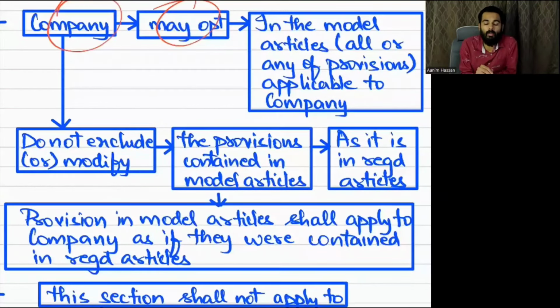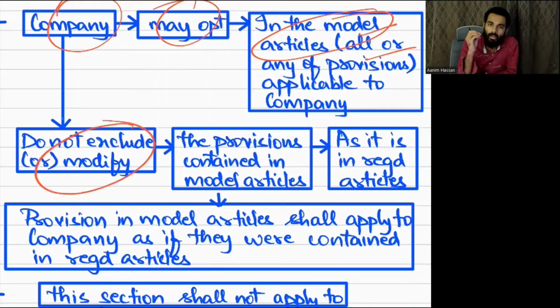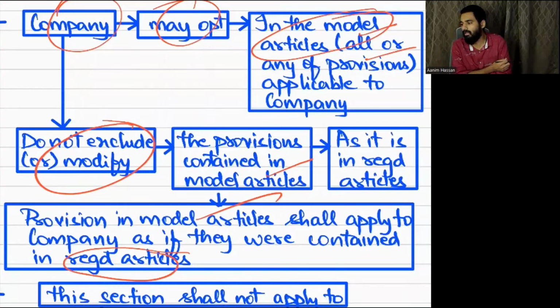A company may opt for the model articles. It may include the model articles entirely or only a few provisions of them. Sometimes the company will not exclude or modify any provision in the model articles; it is copy paste. If that is so, then the registered articles should comply with the model articles, and all the provisions of the model articles in the registered articles should comply.